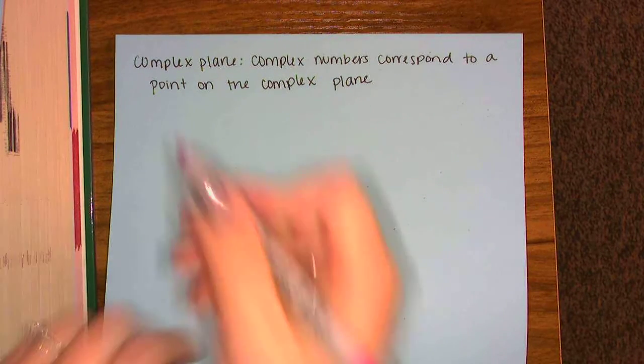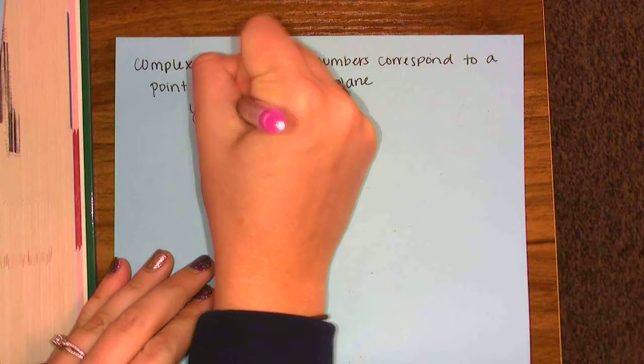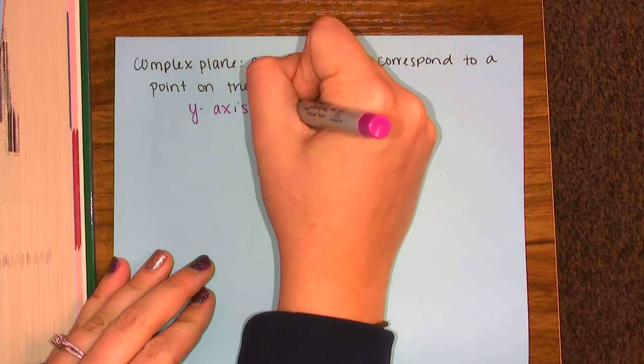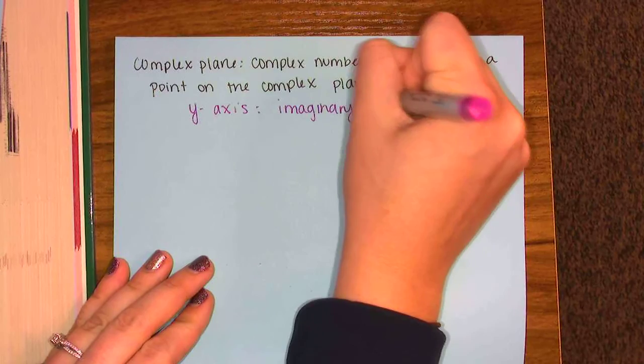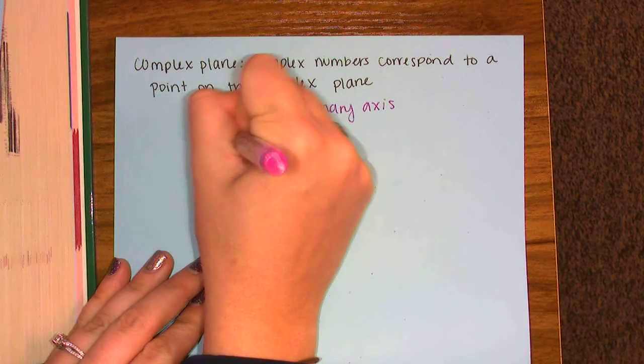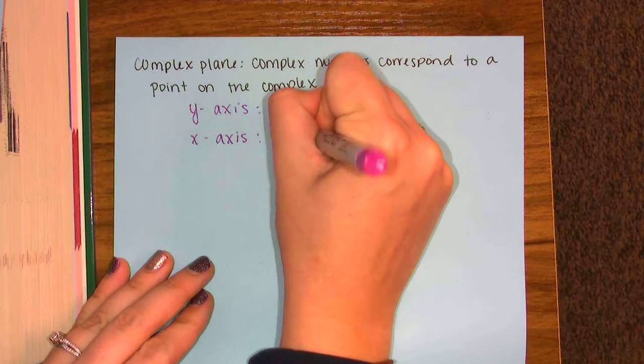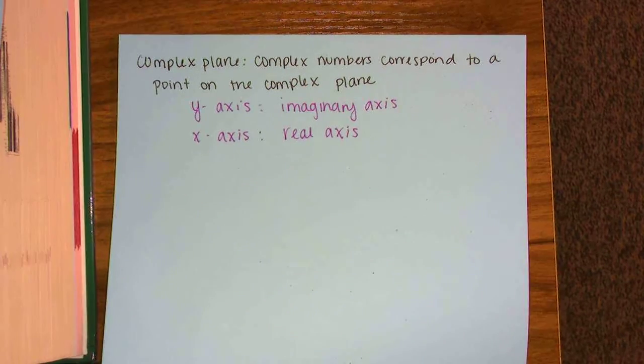The y-axis is the imaginary axis. The x-axis is the real axis. So this really is no different than graphing a regular number, other than the fact that it's way easier. It's just graphing a point. We wouldn't be graphing that. You'd be graphing something really easy. Yeah, we're getting ready to do it.